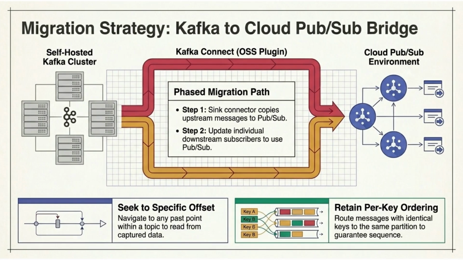For migrating from Kafka to Cloud Pub/Sub, a phased approach uses a sync connector to copy messages. Subscribers are then individually updated. Key features include seeking to a specific offset and retaining per key ordering.